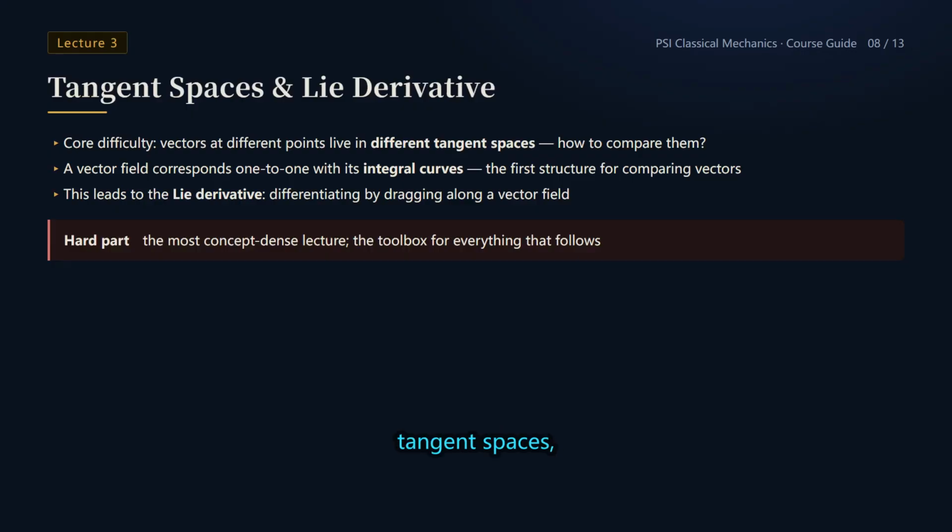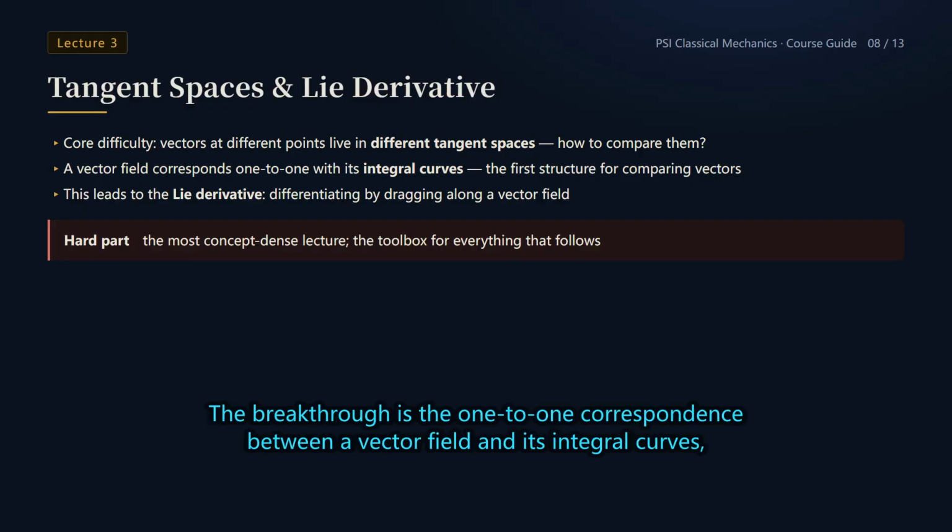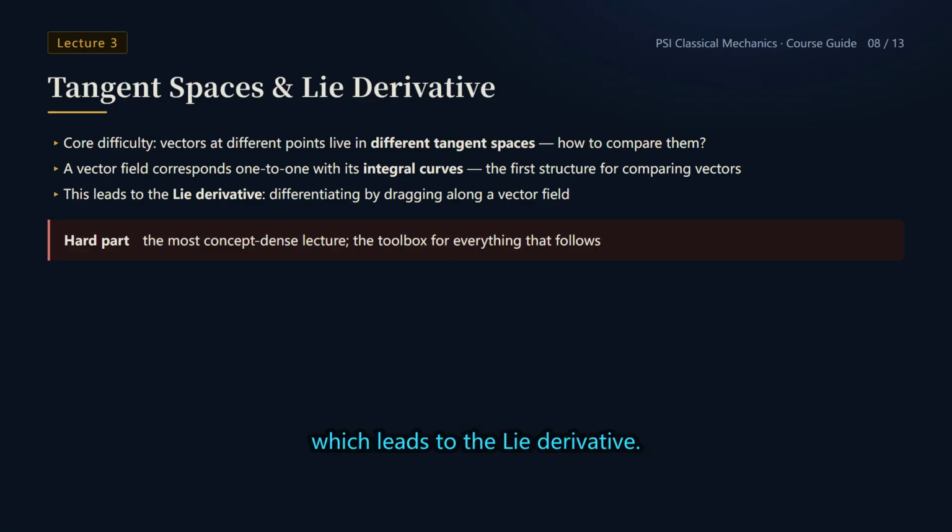Lecture 3, Tangent spaces, vector fields, and the Lie derivative. The core difficulty: vectors at different points live in different tangent spaces, so how do we compare or differentiate them? The breakthrough is the one-to-one correspondence between a vector field and its integral curves, which leads to the Lie derivative. This is the most concept-dense lecture, the toolbox for everything that follows, and it is worth watching twice.